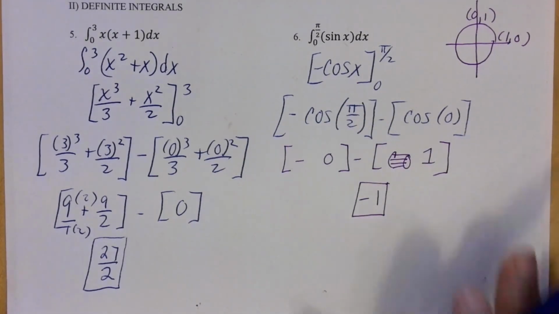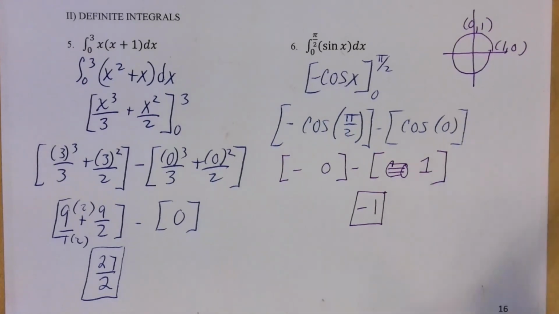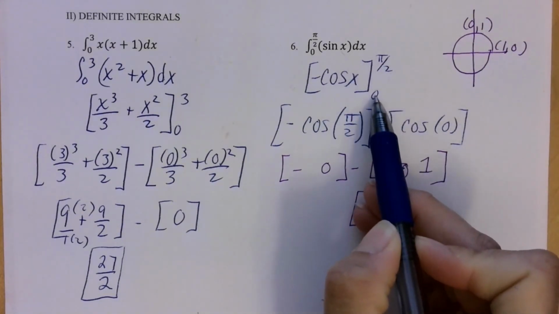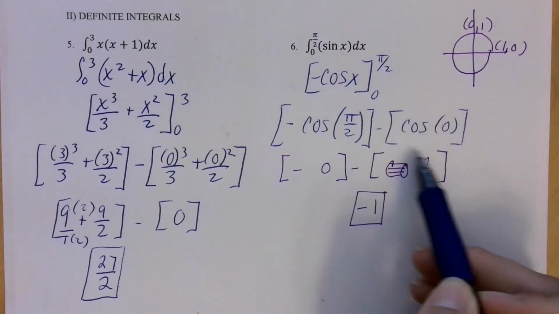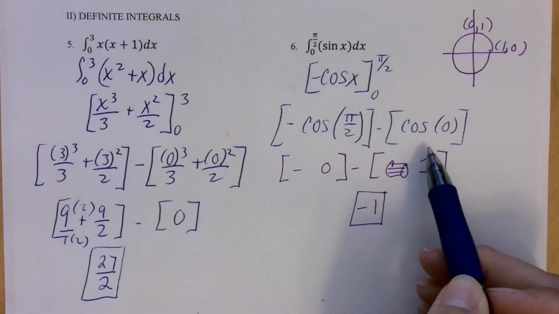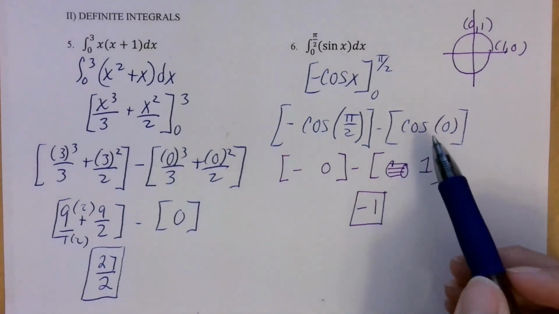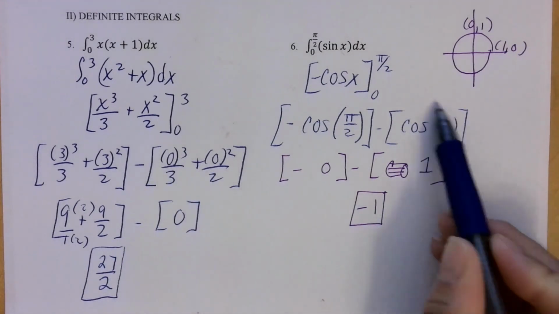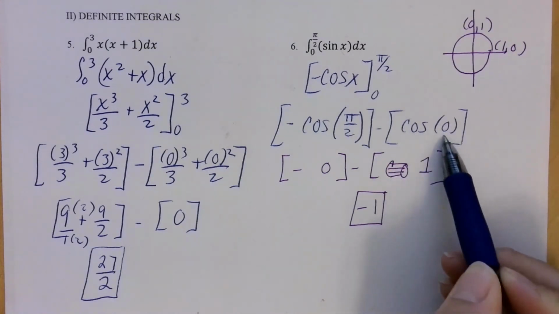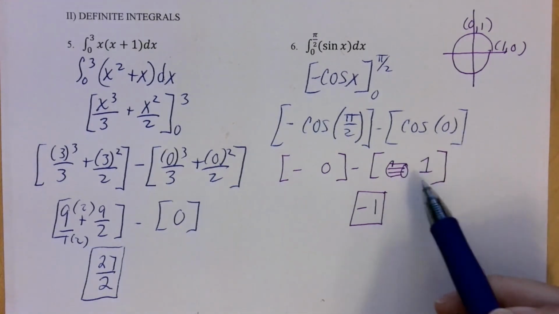Just a word of caution, sometimes people tend to get lazy and assume that whenever you substitute a 0 in, things zero out. That happens with x terms, with like polynomial terms. That does not happen all the time with trig expressions. And here is a perfect example because cosine of 0 is not 0, cosine of 0 is 1.